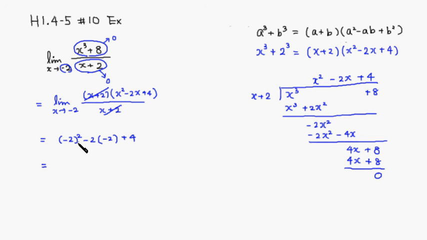So that's going to give you 4 plus 4 plus 4. There are three 4s, so that'll be 12. So that's the limit of this function. That's it. I hope that this was clear.